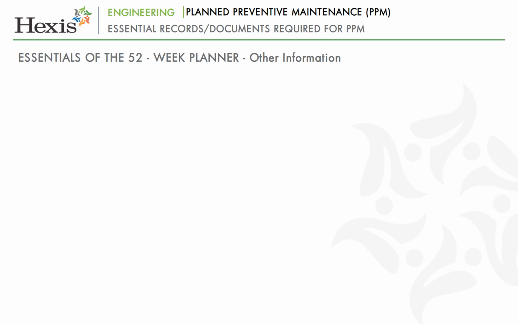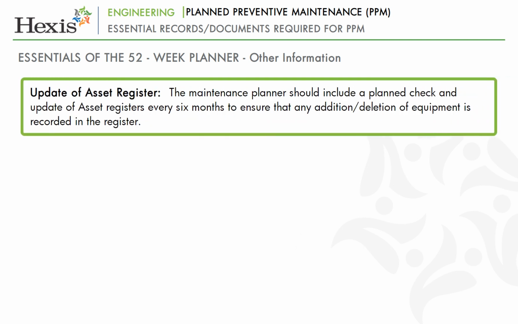Update of asset register. The maintenance planner should include a planned check and update of asset registers every 6 months to ensure that any addition or deletion of equipment is recorded in the register. Please note that it is always a good practice to update the asset register whenever new equipment is added or the old equipment is decommissioned. Inclusion of this activity in the planner is to ensure that no change is missed out.